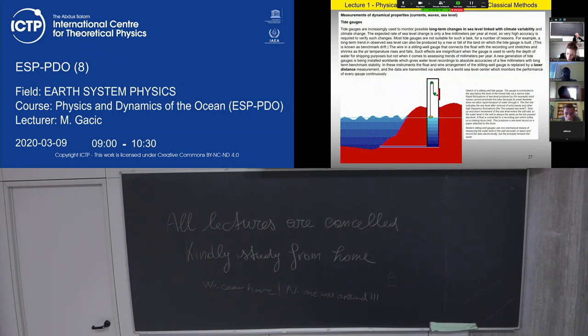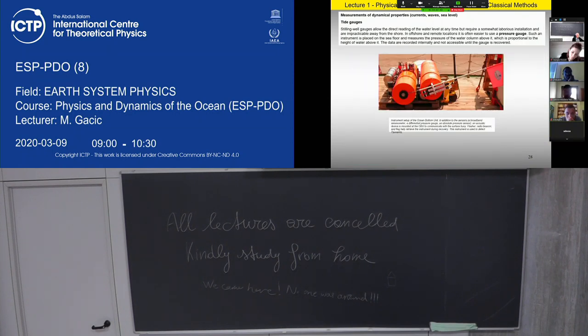To understand the mechanism which generates these meteo tsunamis, in addition to these tide gauges, you have to have also the registration of the high frequency oscillations of the atmospheric pressure, so that by comparing these two, you can understand what kind of oscillations of the atmospheric pressure generate these kind of meteo tsunamis. And then, to a certain extent, you can predict these.